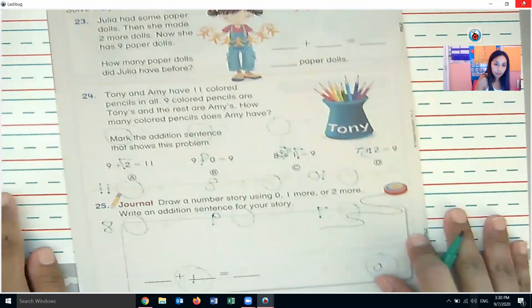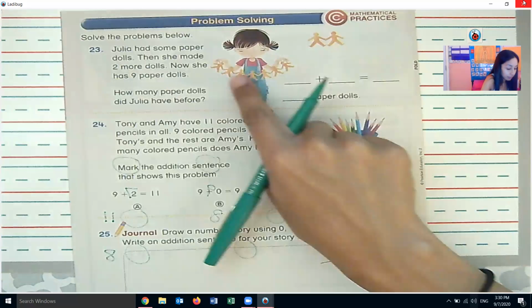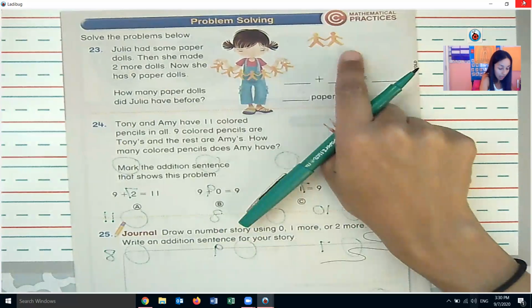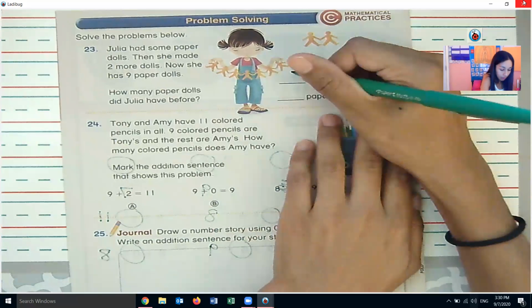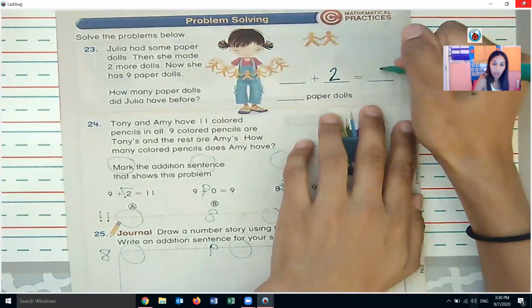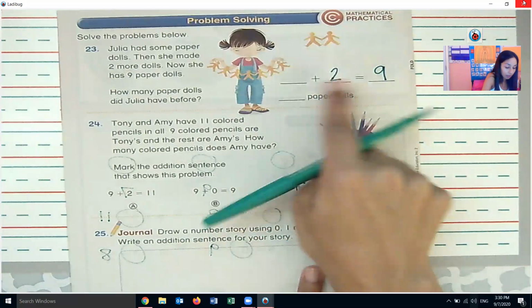So the back side is our problem solving. Julia had some paper dolls. We can see them here. Then she made 2 more dolls. Now she has 9. So she had some, then she made 2 more. Now she has 9. So how many did she have? So 2 plus what gives us 9?